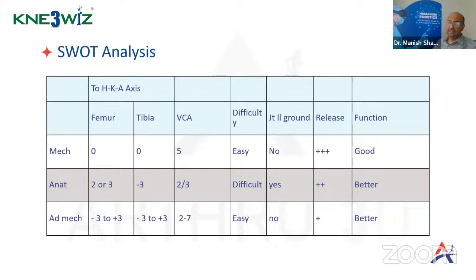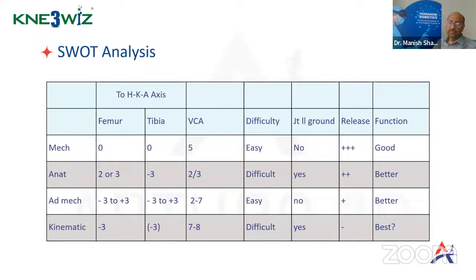Adjusted mechanical, wherein we undercorrect or restore the anatomy to within 3 degrees. It's fairly easy with conventional instruments. The amount of releases required are the least, and hence probably it has good results functionally.